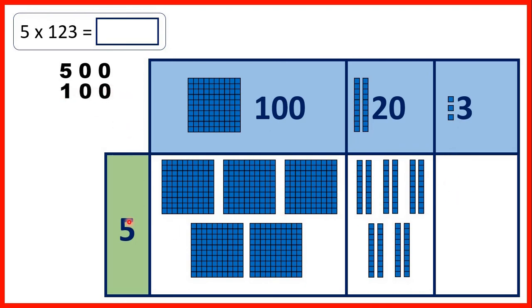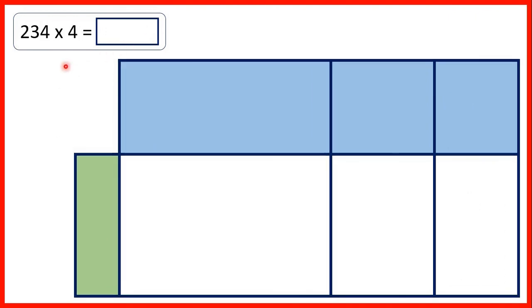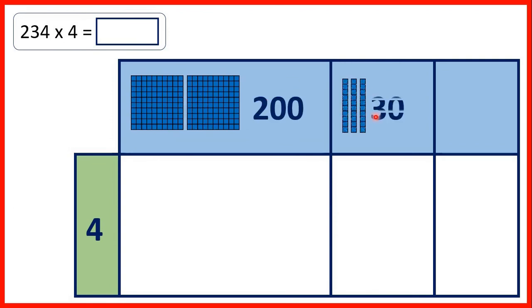And here, we had 5 times 3, so we can show 3 blocks 5 times, and that gives us another 15. So if we add what we've made, that comes to 615, so that's our answer. Then we had 234 times 4. So we wrote 4 on the left and 200, 30 and 4 on top.